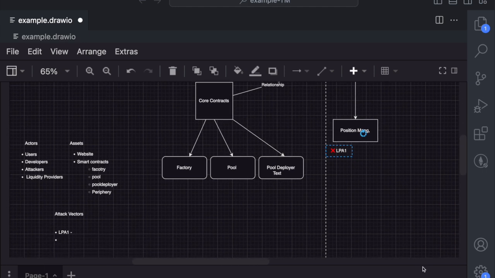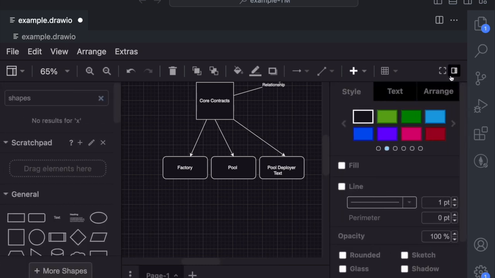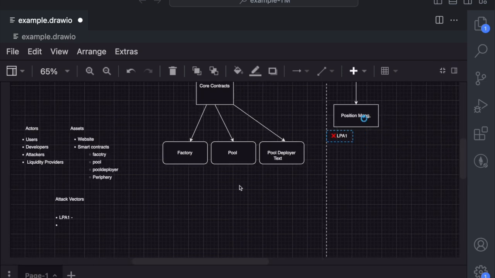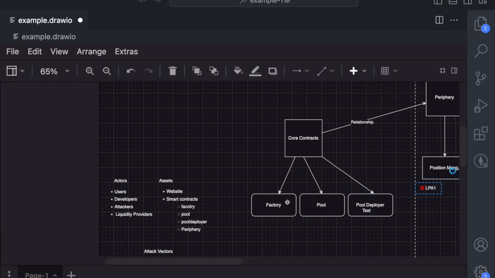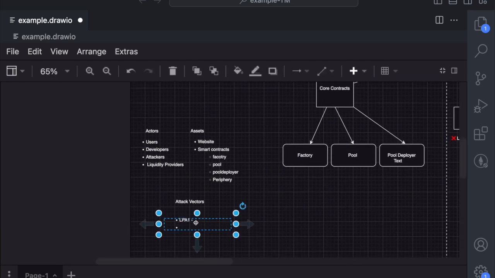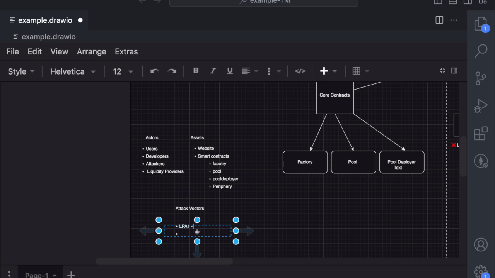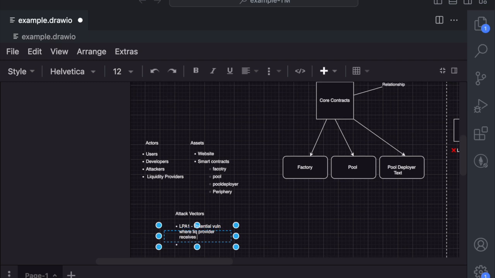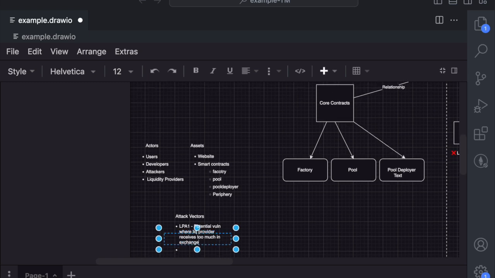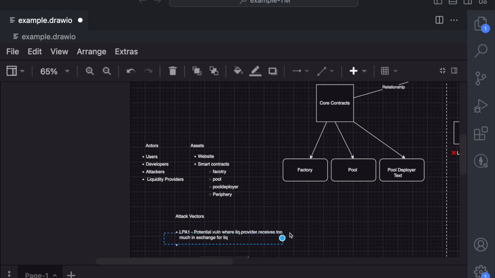Okay, all right. So that's as big as it gets. Sorry, the visual is not that great in VS Code, but I just like having everything in one place. So yeah, LP A1, and you may say potential vuln where liquidity provider receives too much in exchange for liquidity. So that's one potential attack vector.